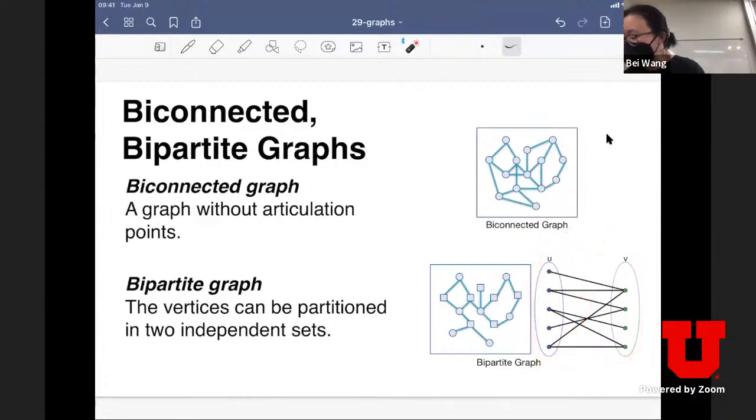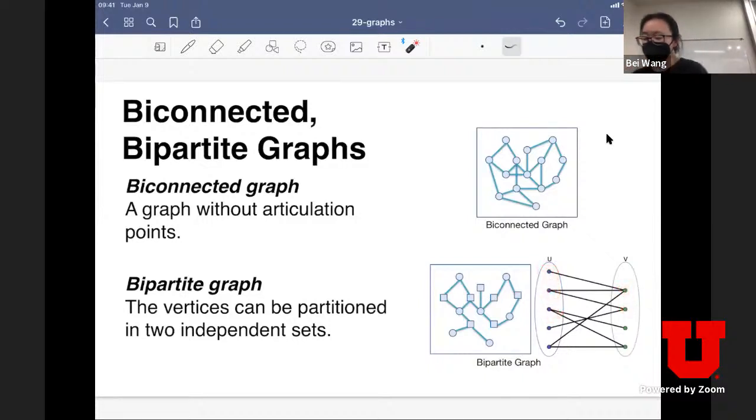But on the left, I would argue this is also a bipartite graph. In fact, what's happened is that all the square nodes are on one side and all the circle nodes are on the other. So in a way, you can draw this bipartite graph on the left as the graph on the right, where I put the square on the left and circle on the right. Okay.